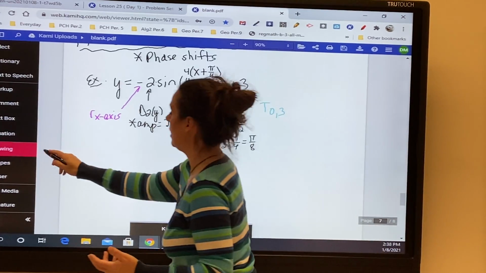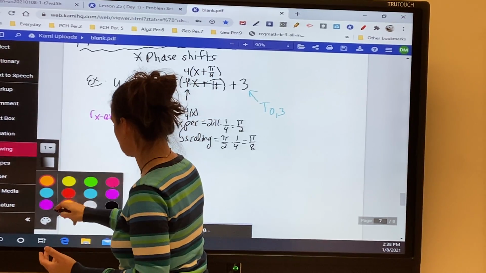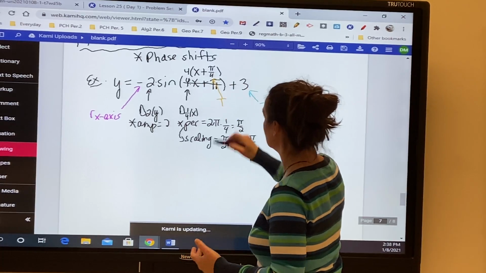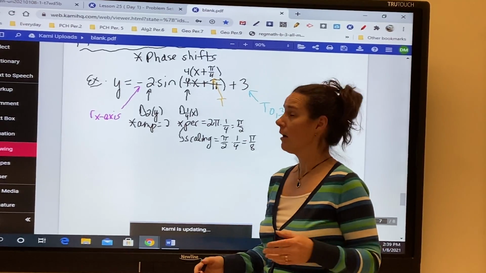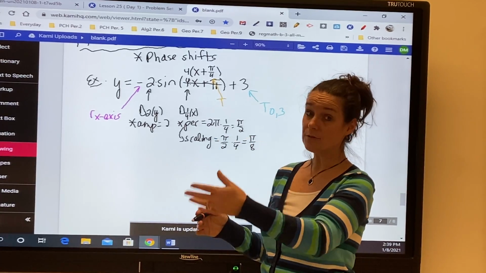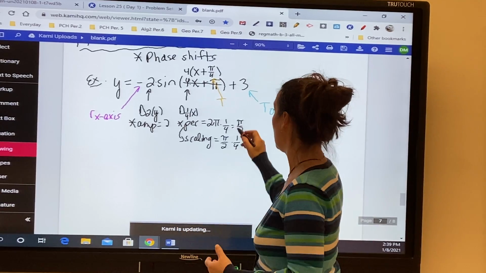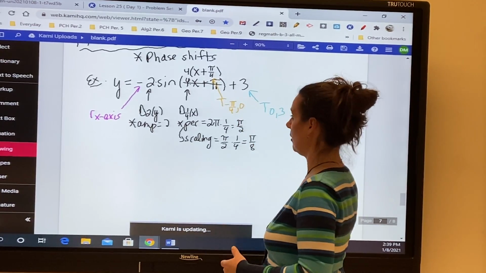So now we know, so let's see what color I shall go to. I'm gonna go to the orange, okay? So now I know right here that is going to be my measure to horizontally translate by. It's going to be to the left, because remember the horizontal translation is the opposite way, so you're gonna go to the left, and it's gonna be negative pi over 4 comma 0.